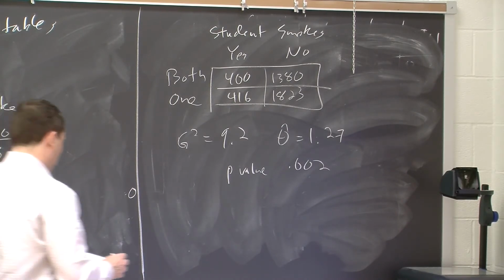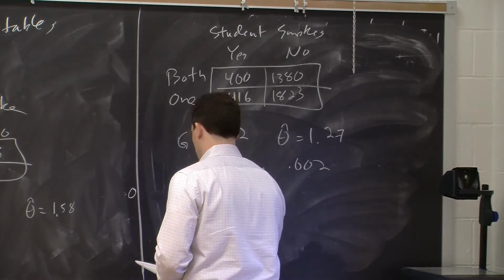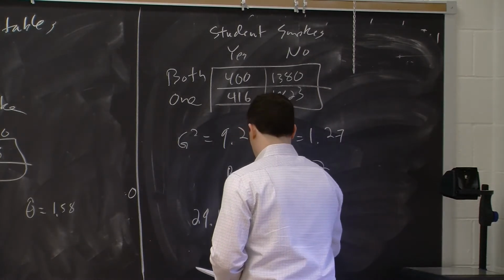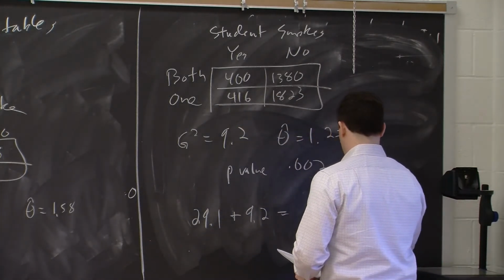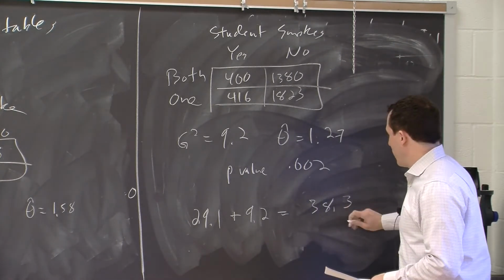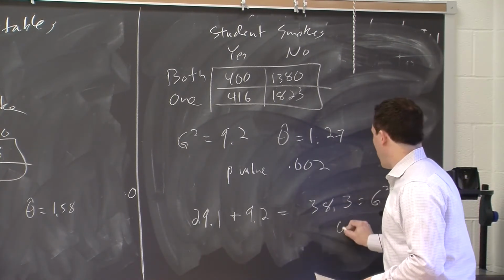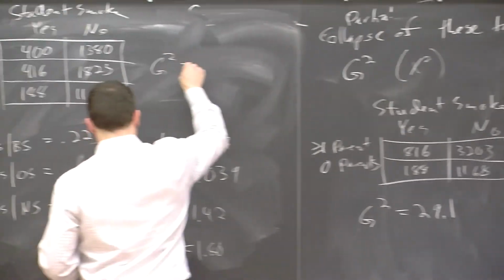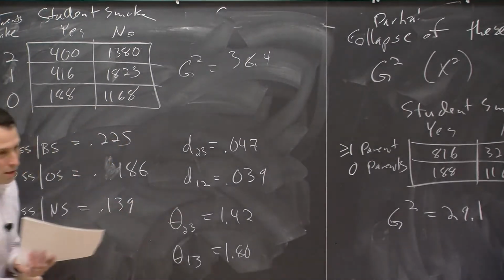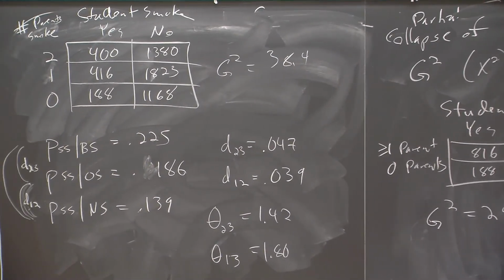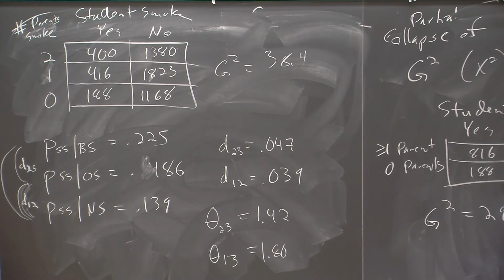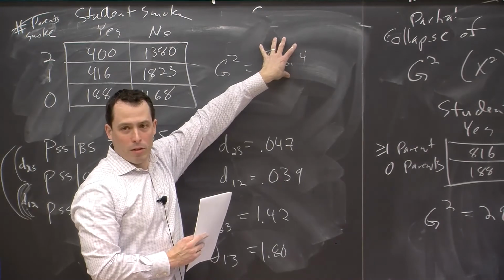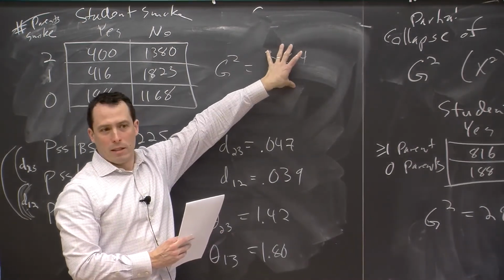And the other thing to notice, the reason that this is nice, is that because I did this hierarchically, 29.1 plus 9.2 is 38.3, and with rounding, it's 38.4, which is the g squared of the overall table. So if I had done the g squared here, I would get 38.4. So the deviance statistic, when I do a partitioning like this or a hierarchical collapse, will exactly sum up to the total. The Pearson statistic will approximately sum up to the total.